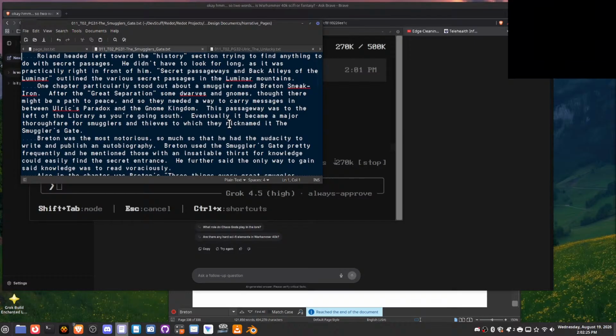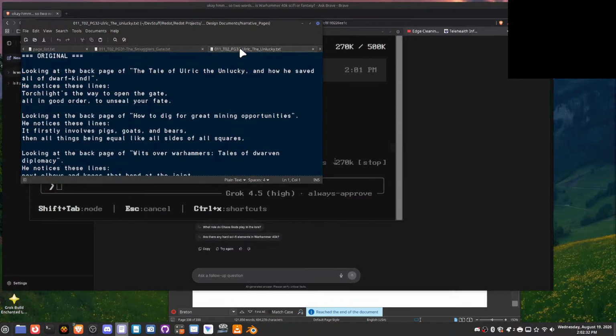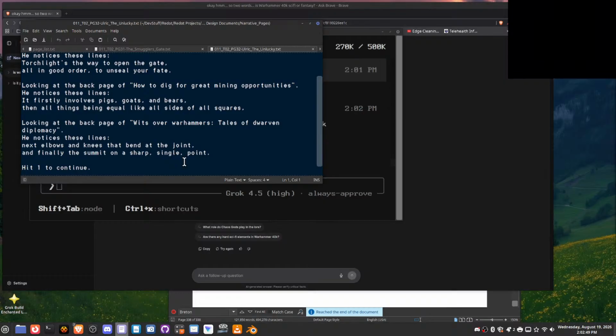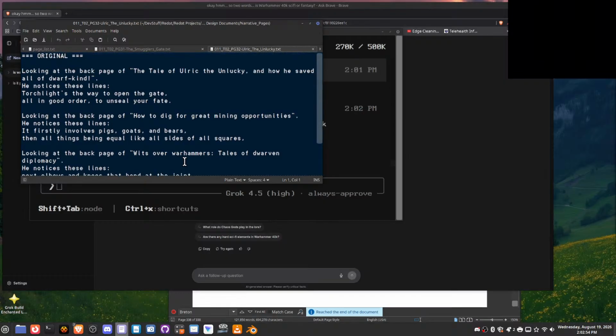That's okay. So I guess let's go to the next page. All right. Smuggler's Gate. Lord be unlucky. So this is basically going to be like a threesome, and they're going to be at different orders. Looking at the back page, because they're all looking at the back page too. That kind of makes things quicker.